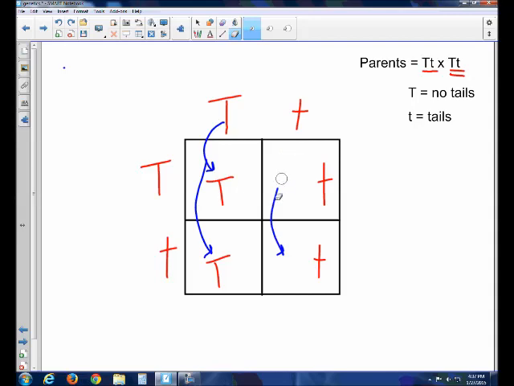And let's erase these lines. We don't need the lines. And once you're comfortable using Punnett squares, I wouldn't use the lines because it just clutters things up, makes things harder to read and interpret. But for now, I want you to see where these letters in these boxes come from.